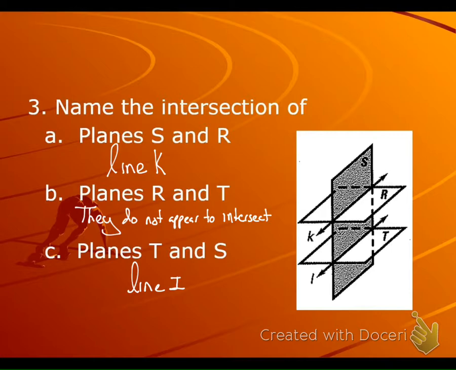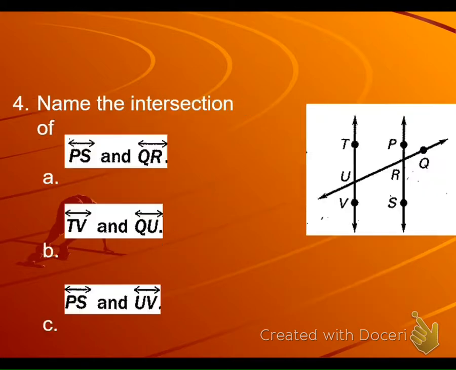Okay, do you guys have questions on this portion? We're going to name the intersection of line PS and line QR. Where do they intersect? So where does PS intersect QR? Yep, that's exactly right. It intersects at R. So notice that you don't have a little dot there, but they wrote it in the same vicinity. So you know that that's where it's intersecting.